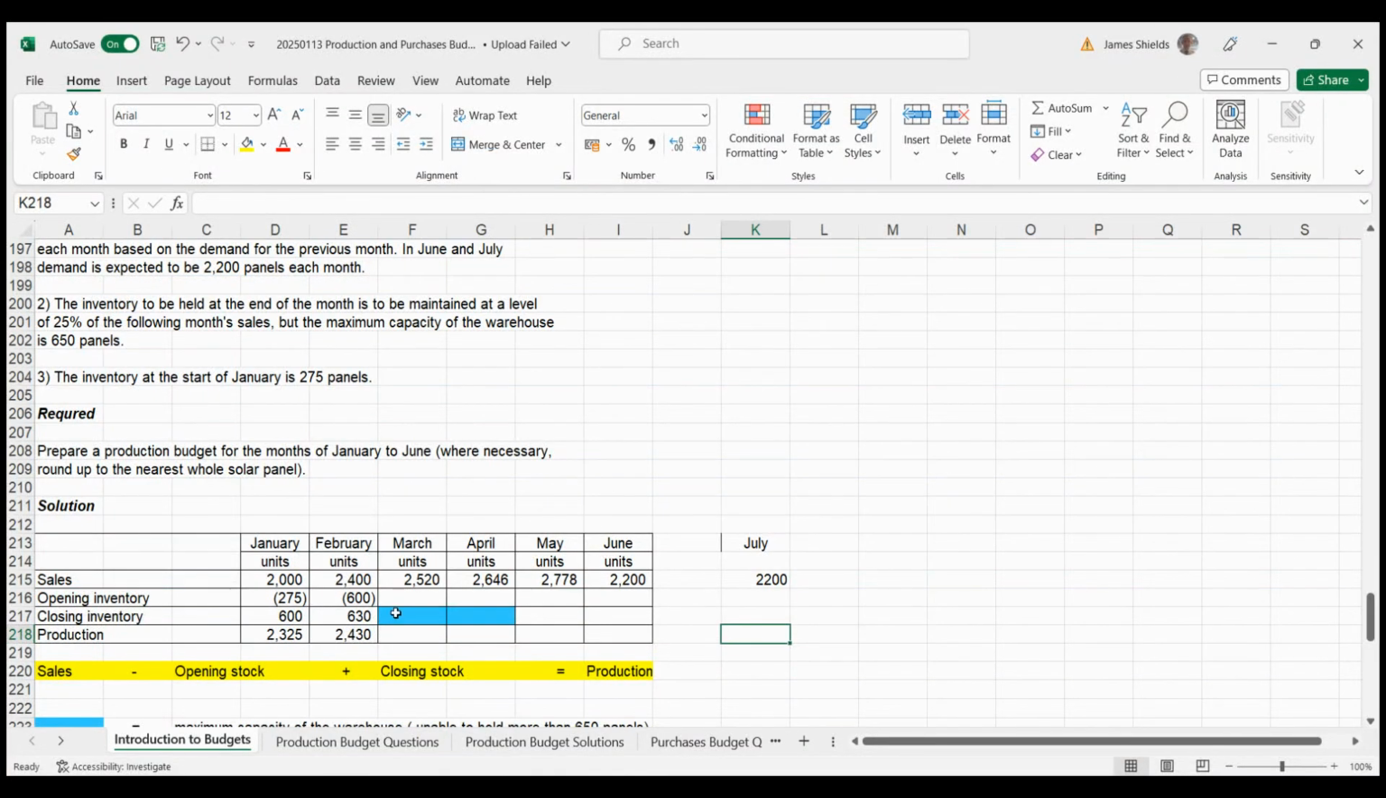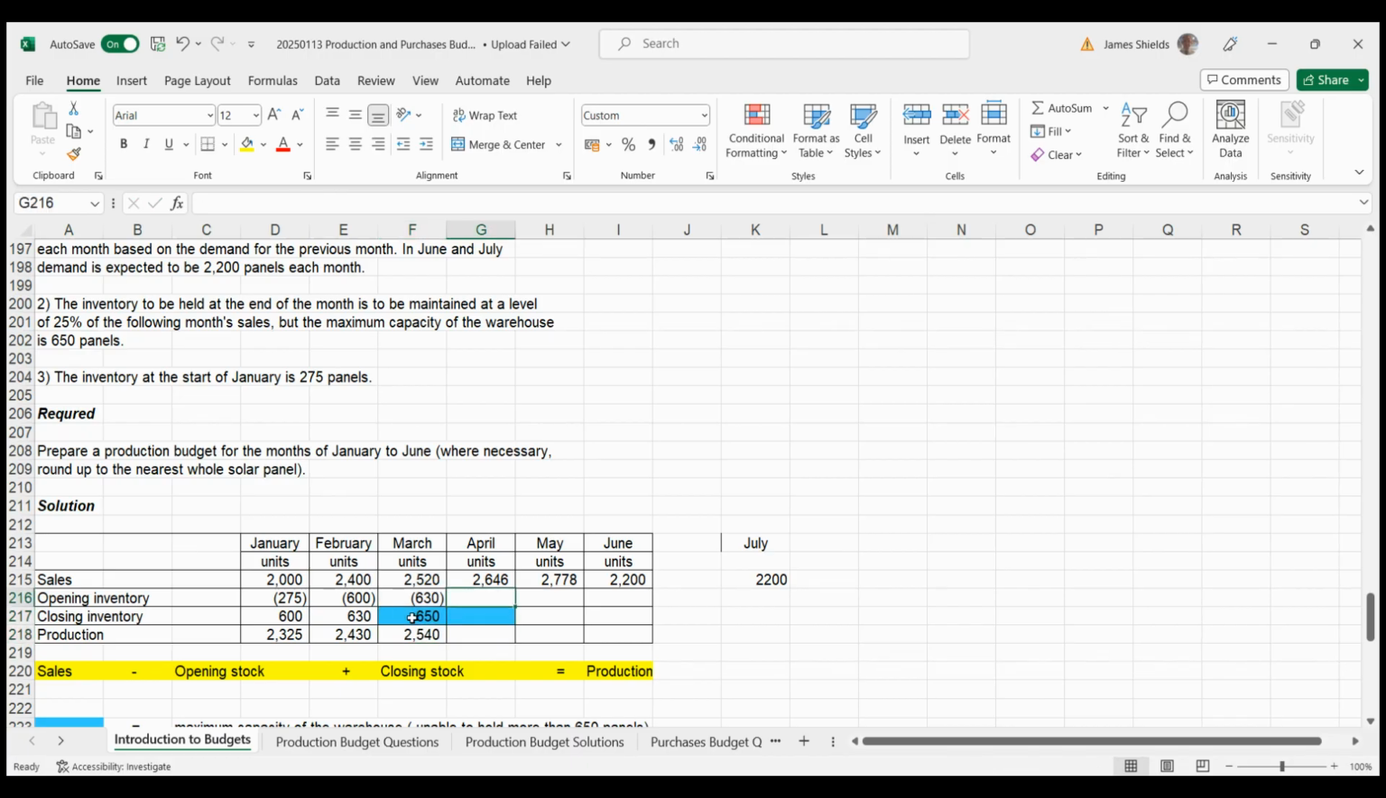2,430. March, opening inventory will be last month's closing inventory. Closing inventory will be next month's sales times 0.25. And that comes to 662. Right, you need to take care now. Notice this. The maximum capacity is 650. So they can't hold 662. You've got to reduce that to 650. And the production is the three of them combined together.